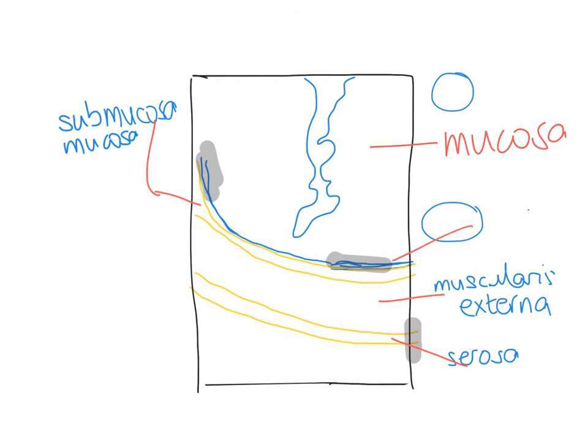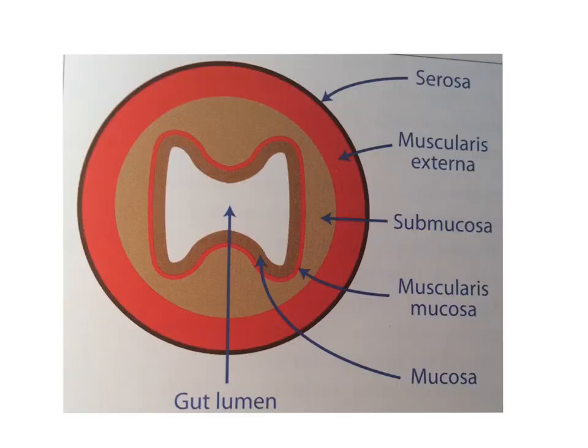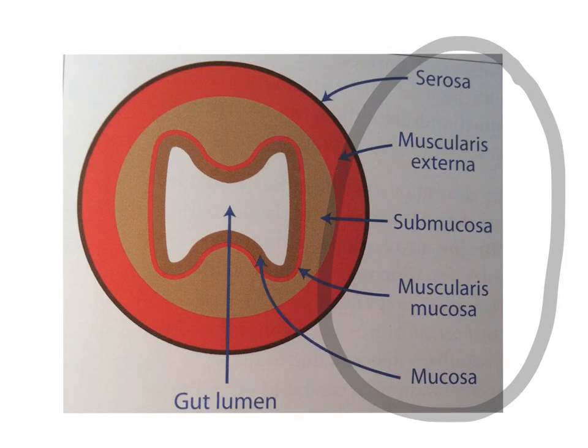But to be able to draw a diagram, you need to have learnt this. And importantly, you need to remember the order that these layers come in. In other words, you start off with the mucosa. Underneath it, you've got the muscularis mucosa, then the submucosa, muscularis externa, and finally on the outside, the serosa. You need to learn that to be remembered.